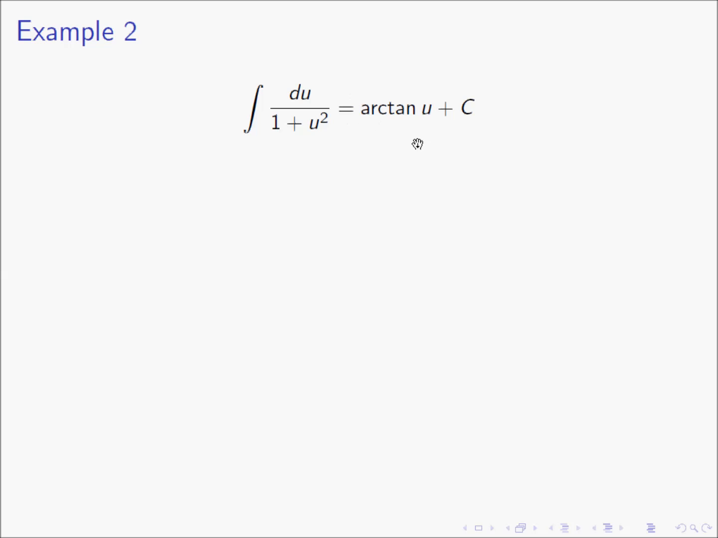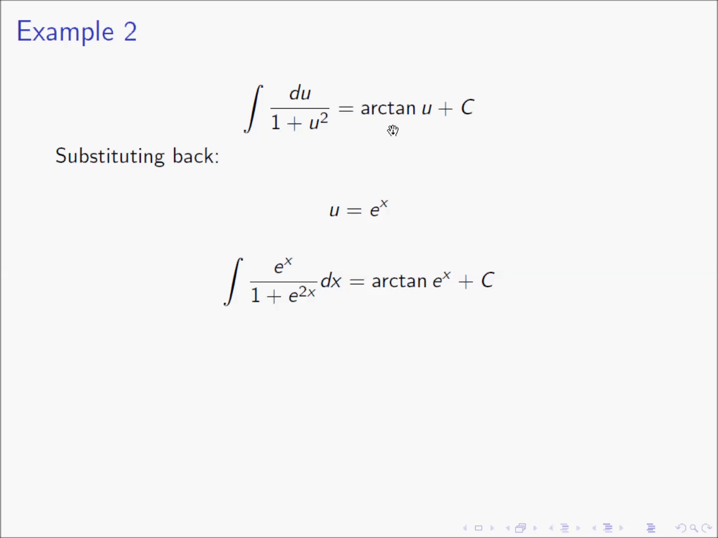You can check this by simply taking the derivative of this. We know that the derivative of the arctangent of u is this function. So we know that this is a primitive of this function. So we have this integral in terms of the variable u, so we need to substitute back. We know that u equals e to the x, so we substitute and we get arctangent of e to the x plus c. That's the answer.